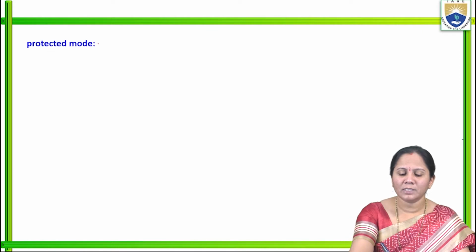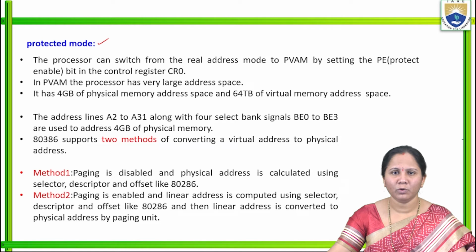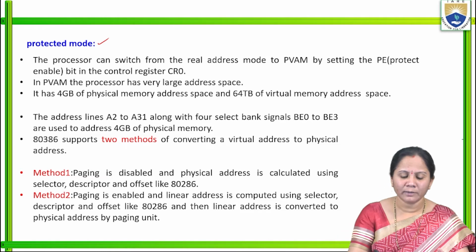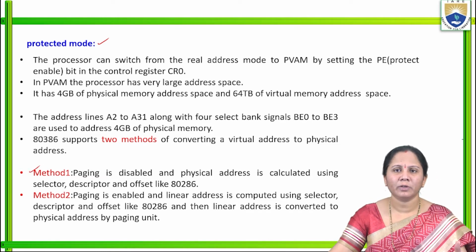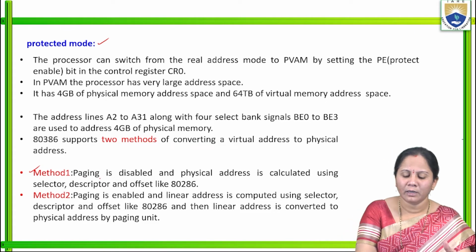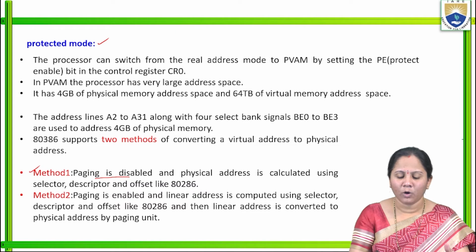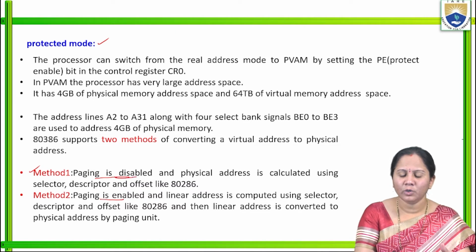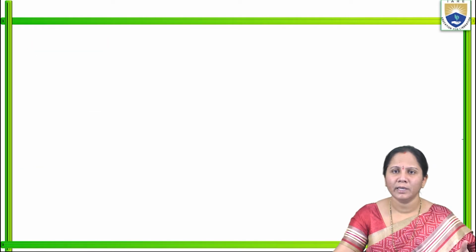And another mode is the protected mode. When it is operating in the protected mode, it calculates the physical address by using 2 methods. Here in method 1, to calculate the physical address in the protected mode, we can calculate by enabling the paging unit or disabling the paging unit. So anyway, we can find the physical address calculation.